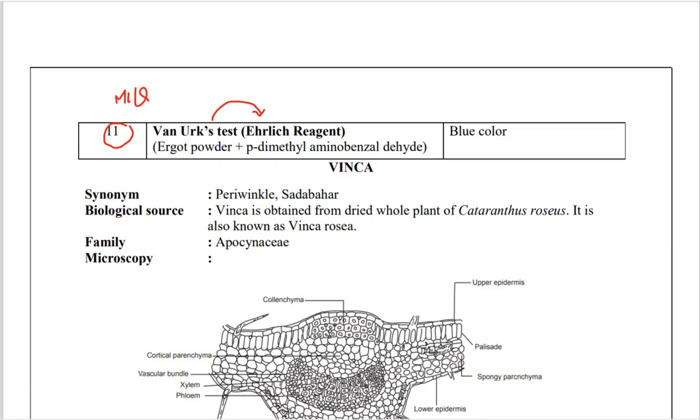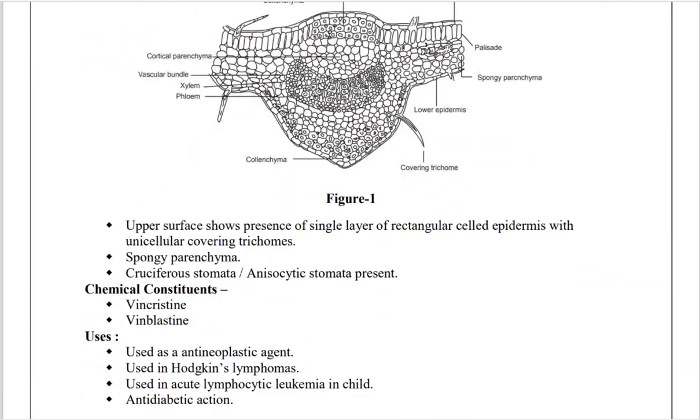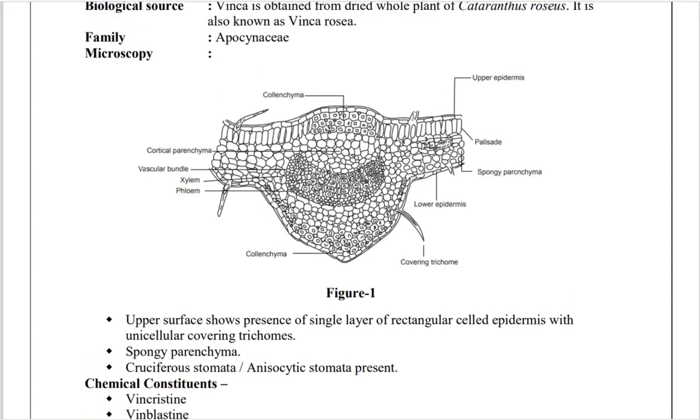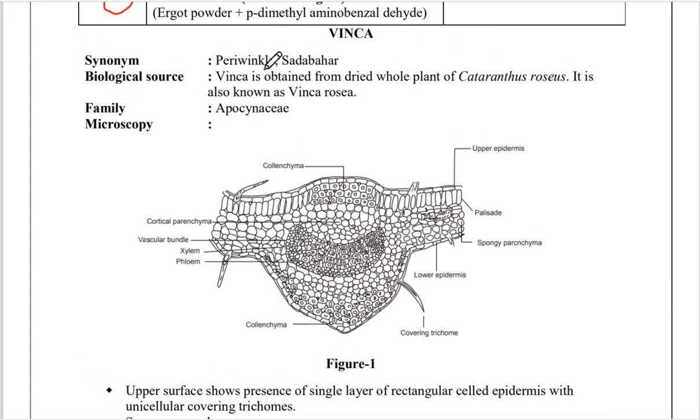So let's see the very first easy example, that is Vinca, also known as Sadabahar or periwinkle. You might be aware it has different colors of flowers like pink, purple, white. The biological source is the dried whole plant of Catharanthus roseus. It is also known as Vinca rosea, and the family is Apocynaceae.